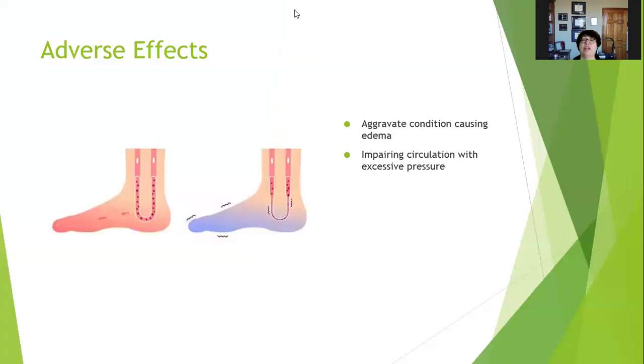Potential adverse effects of compression: you can aggravate the condition causing the edema. If the condition causing the edema is heart failure, and you use compression to return more fluid to the heart, it makes the heart work harder and it makes the condition worse. So you also don't want to impair circulation with excessive pressure. So the amount of pressure that you use in compression is important.